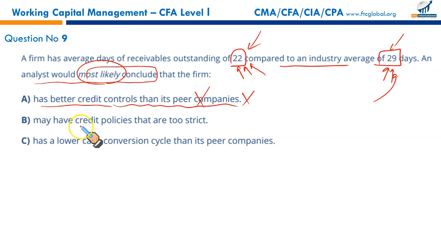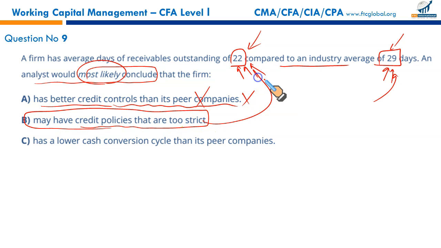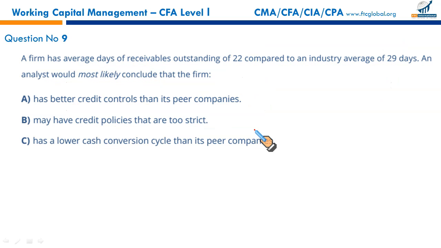The firm may have credit policies that are too strict. Yes, you are forcing your customers to pay quicker than the industry average. This is the industry average, and you are asking your customers to pay you quickly. This is a strict credit policy, which of course has negative consequences for the company. Why not C? The firm has a lower cash conversion cycle than its peer companies.